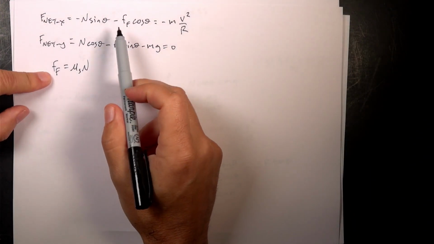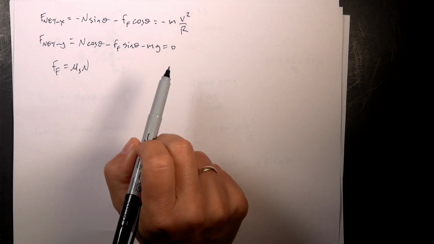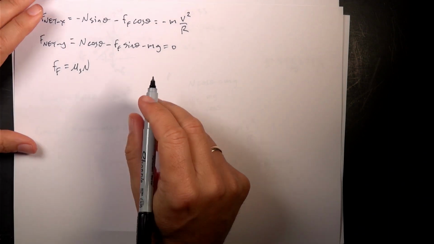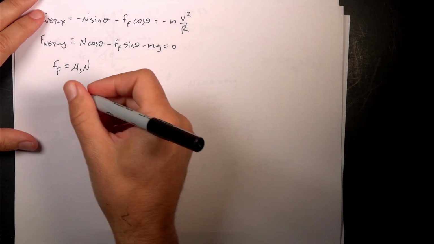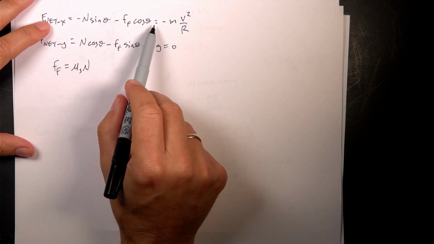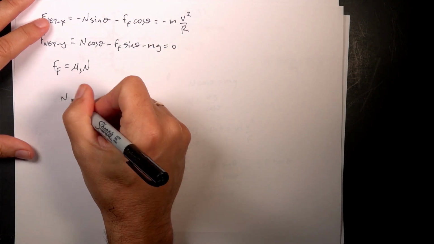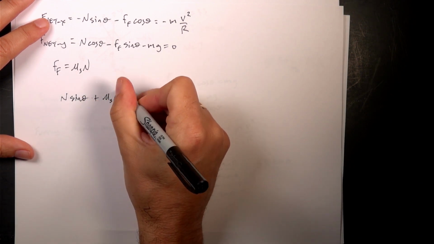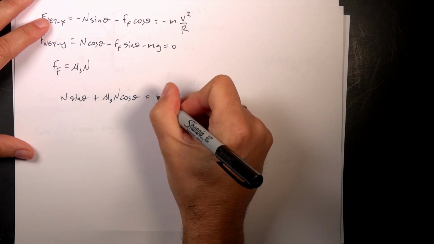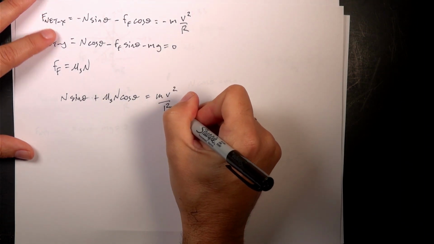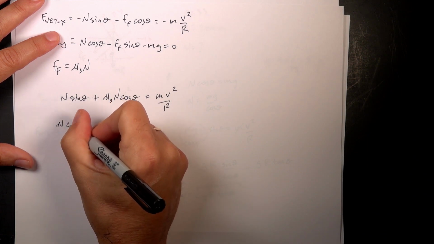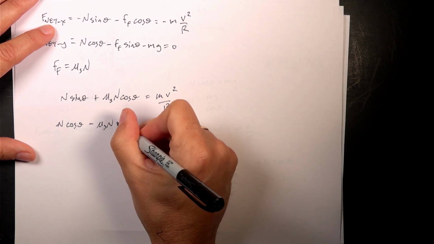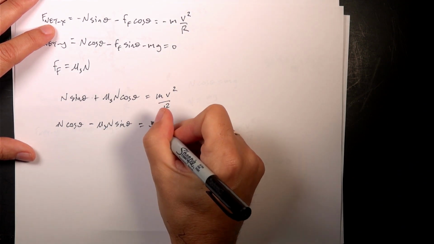So I can put that in up here. Let's see. I want to solve, it's not a trivial problem. Let's go ahead and put that in for these two, and let's just rewrite both of them. So friction's in both cases. So I get, then I'm going to multiply this side by negative, both sides. So I get n sine theta plus mu s n cosine theta equals m v squared over r. And this other one is n cosine theta minus mu s n sine theta equals 0.